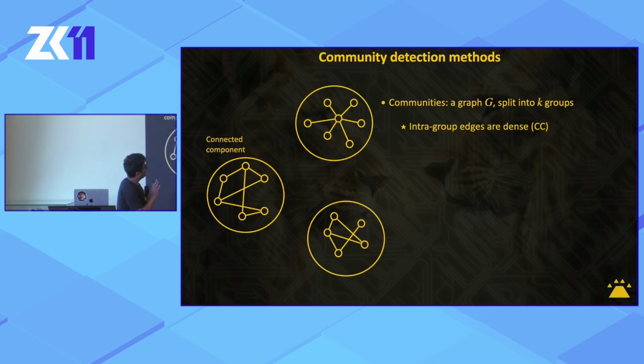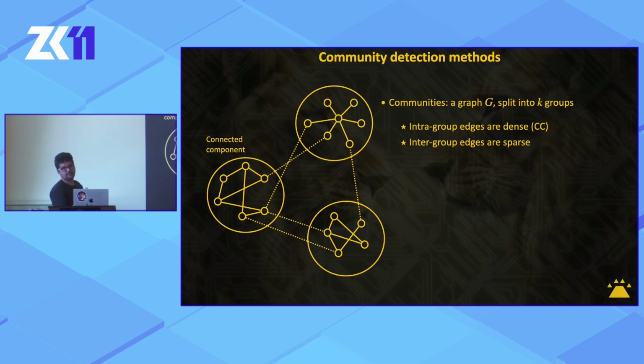What works for me is that you have a graph which is split into k groups. In each group, the intra-group edges are very dense, basically strongly connected components. And the intergroup edges are sparse. So the edges that go from one connected component to the other are few, right? This is what we are looking for, and this is my definition of a community. Basically, a community is a bunch of weakly connected groups, and each group is a strongly connected component. So these are all strongly connected, but these and these are weakly connected.